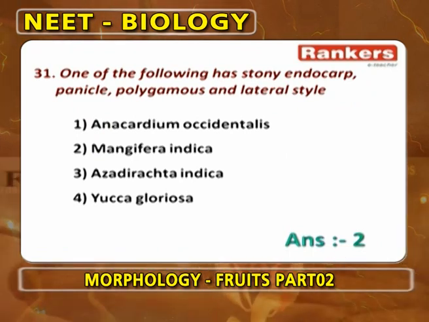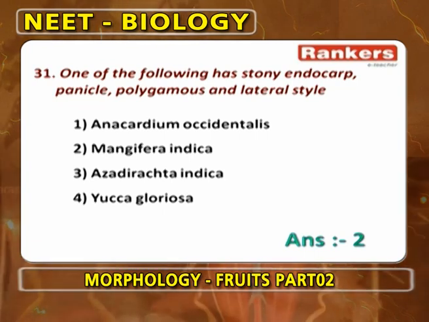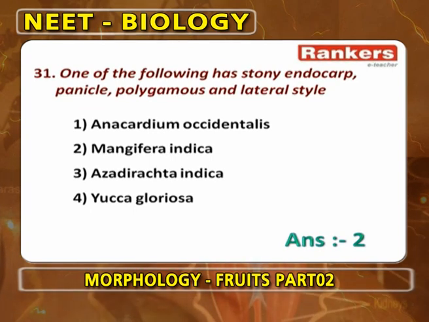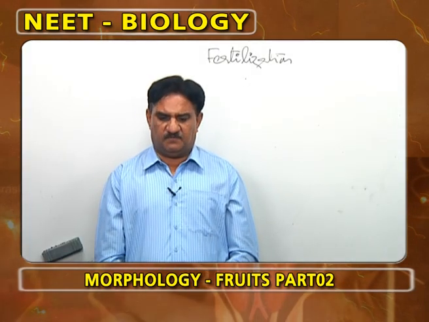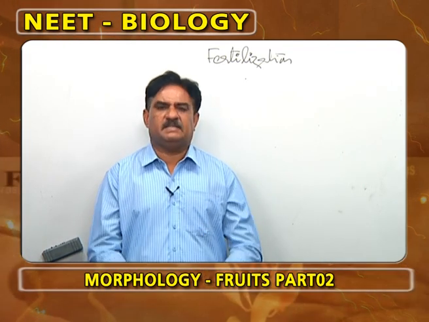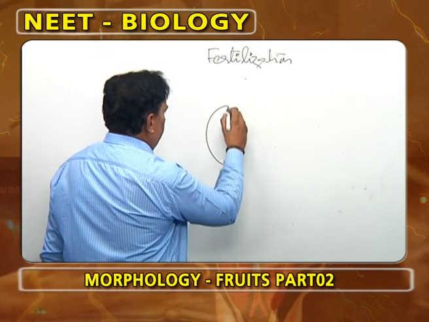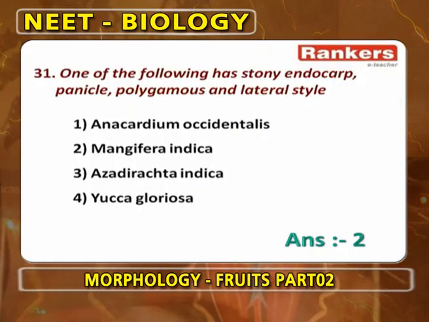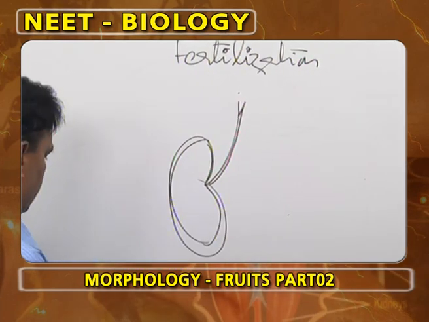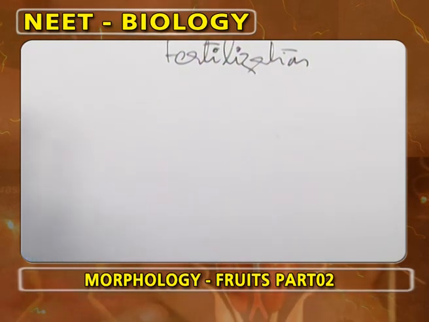One of the following has stony endocarp, panicle, polygamous flowers and lateral styles. The answer for this is Mangifera indica, because in Mangifera indica the inflorescence is a compound raceme or panicle. On this compound raceme or panicle, you will find polygamous flowers. What is the polygamous condition? Separate male flowers, separate female flowers, and bisexual flowers. And lateral styles. In Mangifera indica, the style is always present on the lateral side. And the fruit is a drupe, a stony fruit.